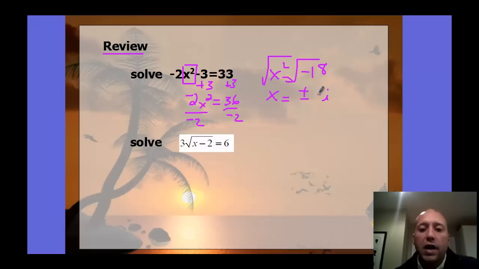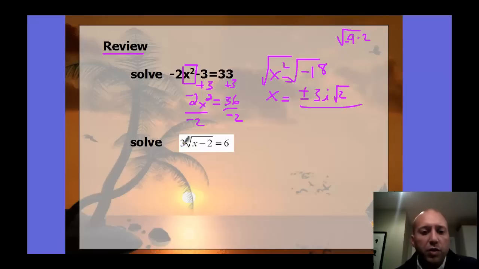And then we're going to have i, and then 3i root 2. And that'd be the simplified form of the solution. And if you don't see how we're getting that, the square root of 18 is the same thing as the square root of 9 times 2. The square root of the negative is the i, and the square root of the 9 is a 3.